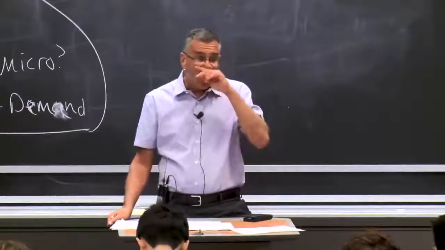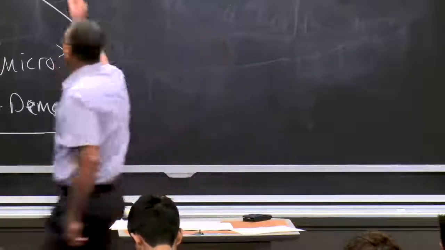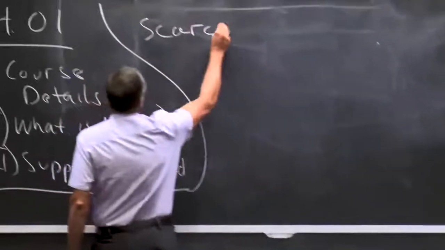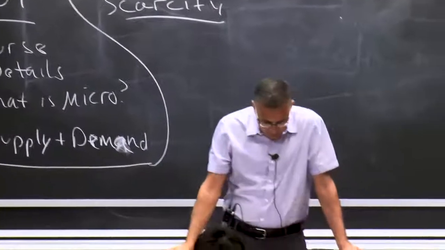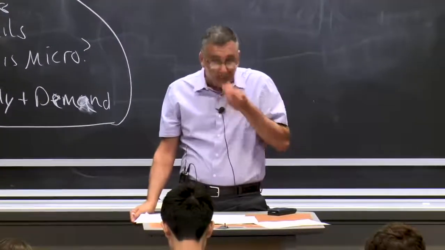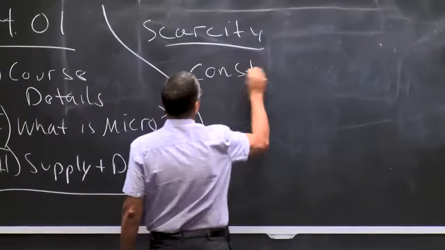So what is microeconomics? Microeconomics is the study of how individuals and firms make decisions in a world of scarcity. Scarcity is what drives microeconomics. Basically, microeconomics is a series of constrained optimization exercises.